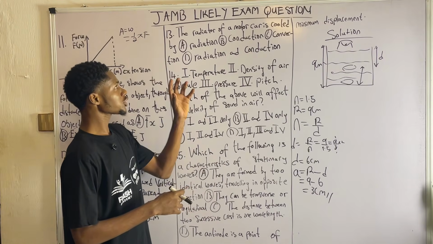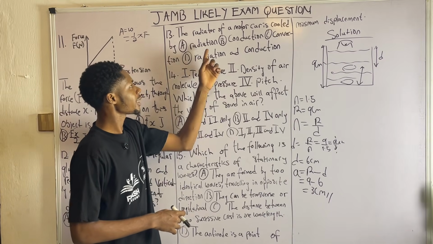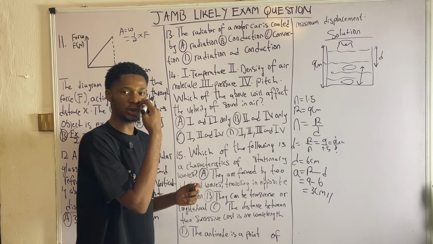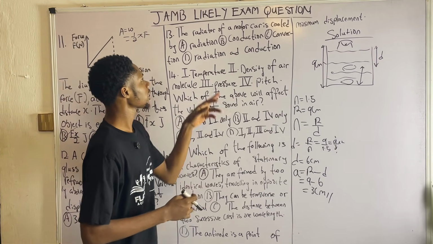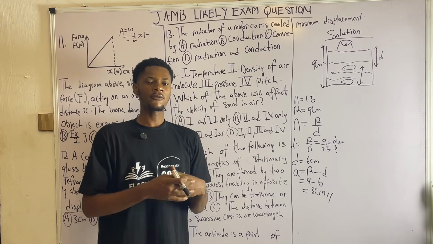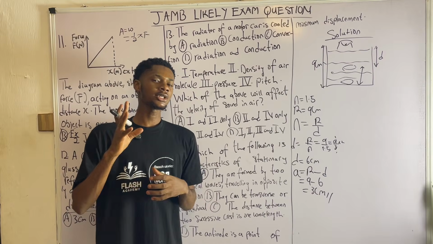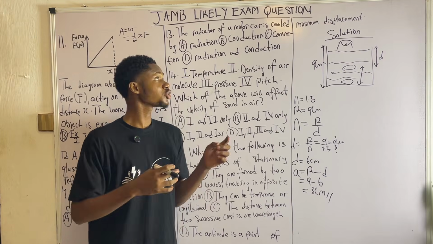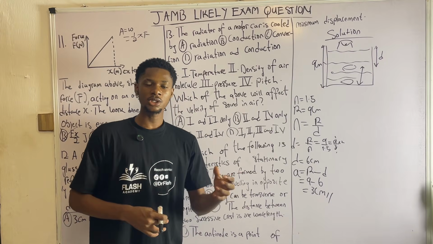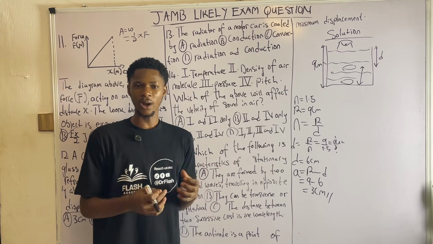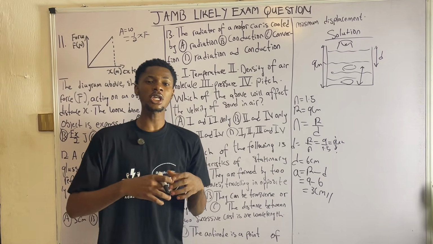Now the question is, the radiator of a motor car is cooled by what? Radiation, conduction, convection, or radiation. First, you need to know the difference between these various cooling methods. Radiation has to do with a form of electromagnetism. There's no contact. For example, how the sun reaches the earth is through radiation. Now conduction, there needs to be physical contact, usually solids and liquids, or solids and gas. They just have to be in contact. And then convection usually occurs in fluids.